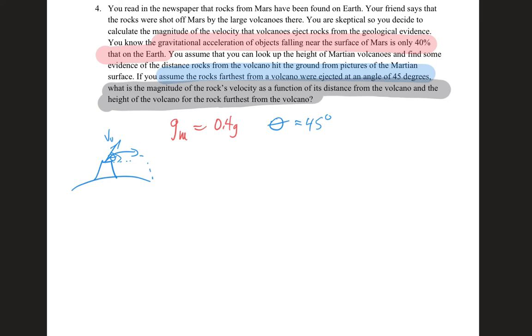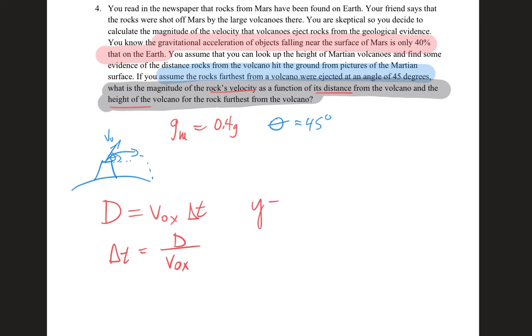So one thing we could write is that this distance d from the base of the volcano would have to be the initial velocity x times the change in time. You can't escape that. And so again, the time of flight would be a relatively simple thing here. And we want a function of its distance and height of volcano, and we're looking for the rock's velocity.